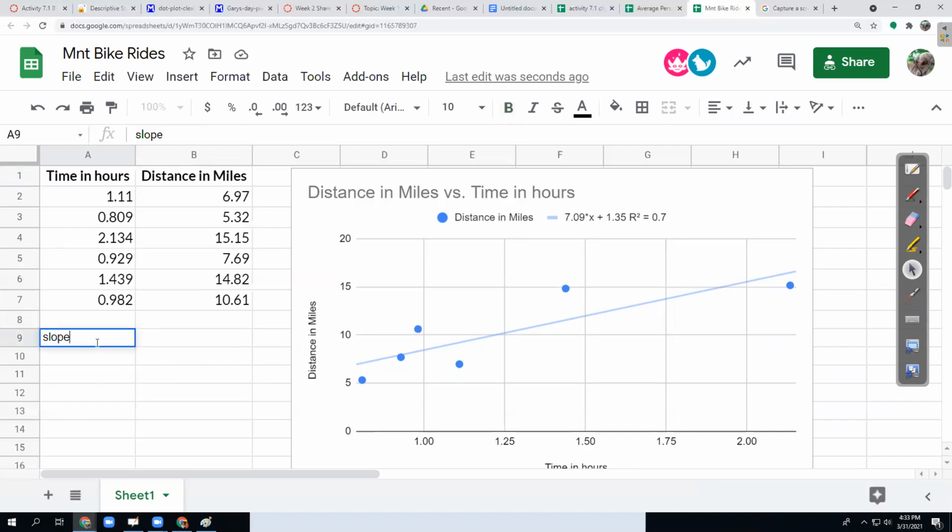According to that graph, the slope on average between those points is about 7, and rise over run would mean miles per hour. The y-intercept is the point 1.35.